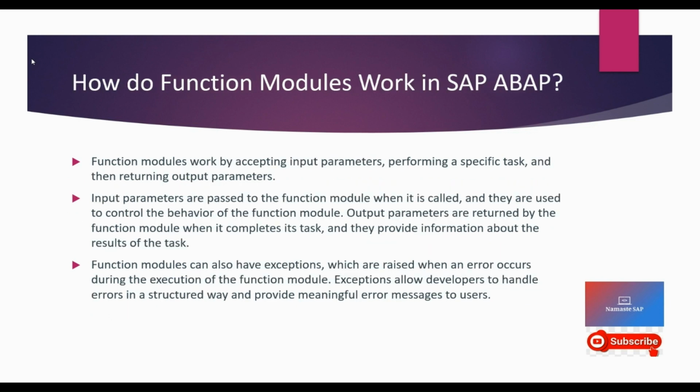How do function modules work in SAP ABAP? Function modules work by accepting input parameters, performing a specific task, and then returning output parameters. Input parameters are passed to the function module when it is called, and they are used to control the behavior of the function module. Output parameters are returned by the function module when it completes its task, and they provide information about the results of the task.